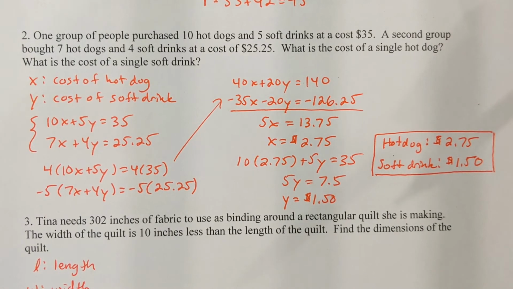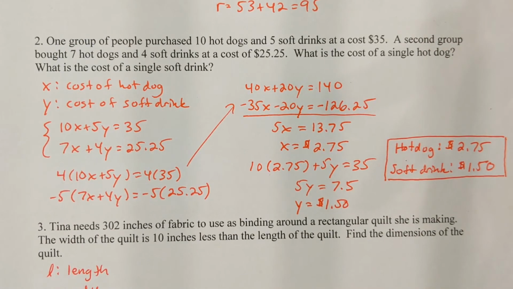Okay, problem 2. One group of people purchased 10 hot dogs and 5 soft drinks at a cost of $35. A second group bought 7 hot dogs and 4 soft drinks at a cost of $25.25. What is the cost of a single hot dog and what is the cost of a single soft drink?